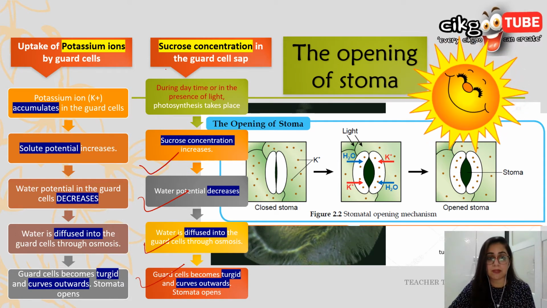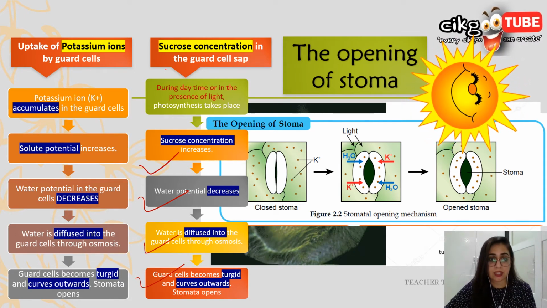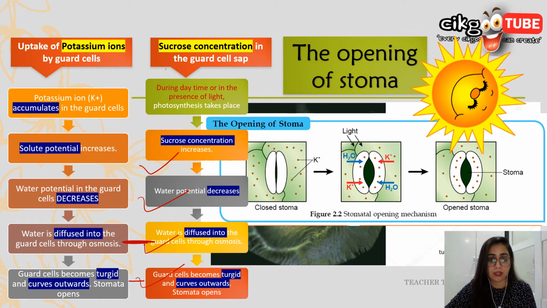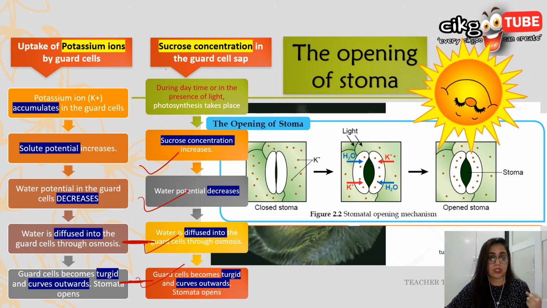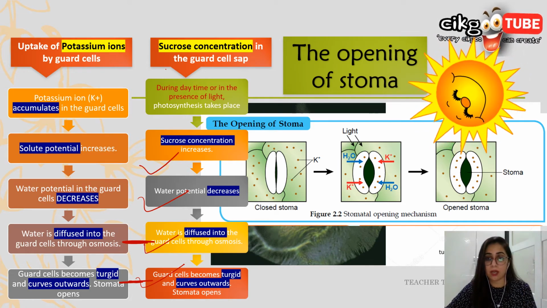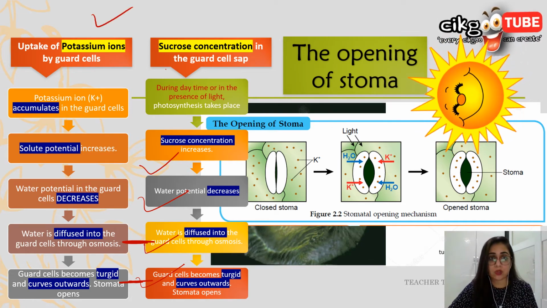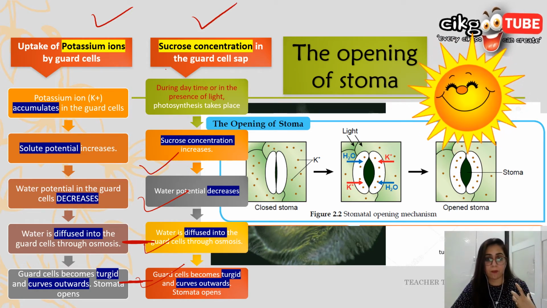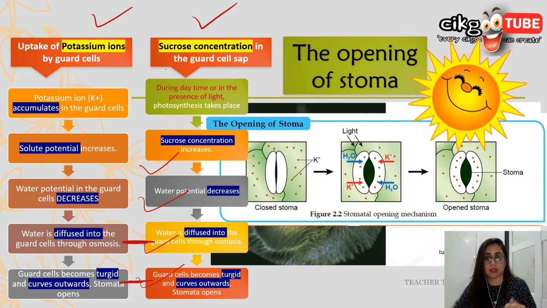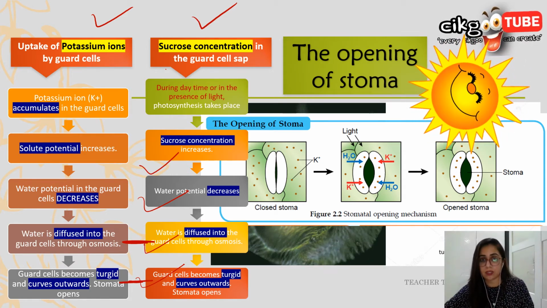So you see this part? This part here is the same. Water diffuses in, cell becomes turgid and curves outwards, stoma opens. So basically these two factors are involved in the opening of stoma. Same thing goes for the closing. Now let's look at the next slide for closing.